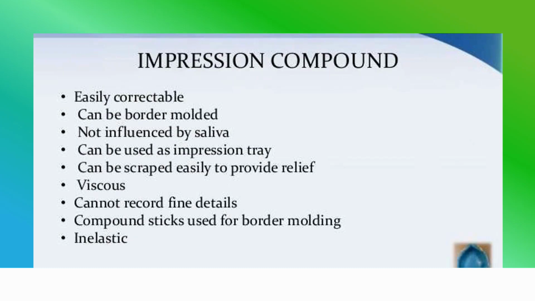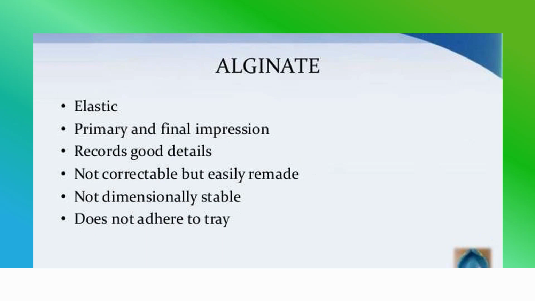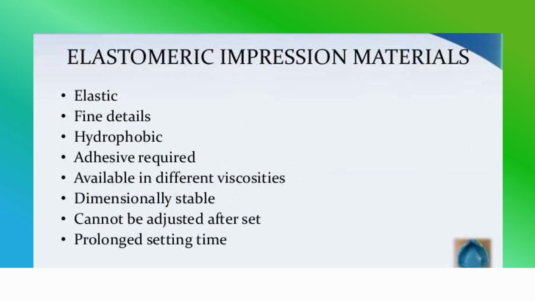Now, impression compound, as I told you before, can be easily corrected, it can be border molded, and it can be used as an impression tray. It is a viscous material that can be used for recording primary impressions. Alginate is an elastic material that can be used for recording primary impressions. It can be used in cases where the tissues are inflamed, or in highly resorbed ridge cases. But the limitations are that it is not dimensionally stable and there should be perforations in the tray for mechanical retention of this material.